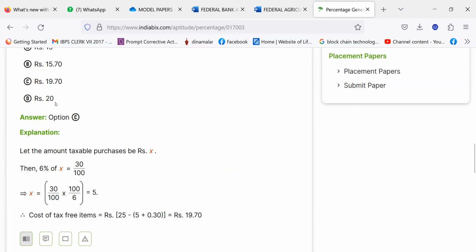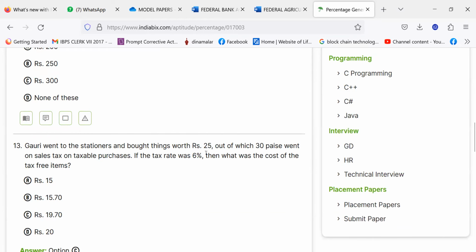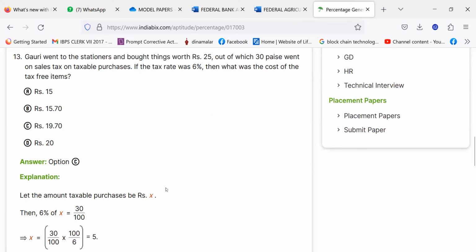Non-taxable item is only, achcha, here it is telling, he bought things worth 25, he has paid 25. So that means 5 plus 30 paise. So tax means price plus tax, 5 rupees plus 30 paise. That means 25 minus 5 rupees 30 is equal to 19.70. In fact, I also thought it is only 20, whereas they are asking if the total money paid is 25, that is the taxable item plus its tax is 25. That is now 5.30. So balance is 19.70. Very interesting. So is it clear, Alina?